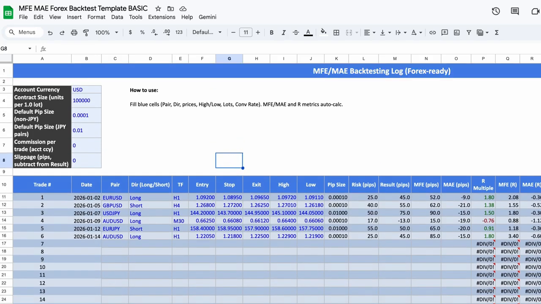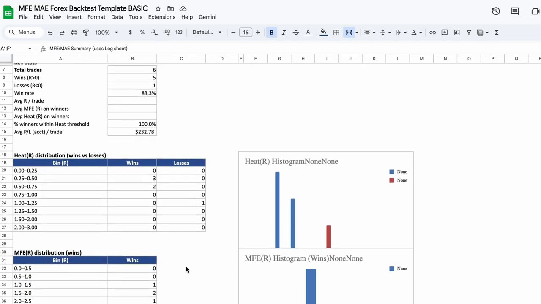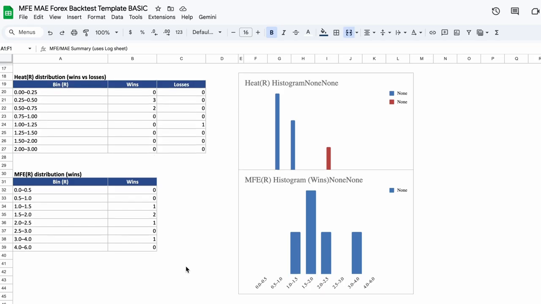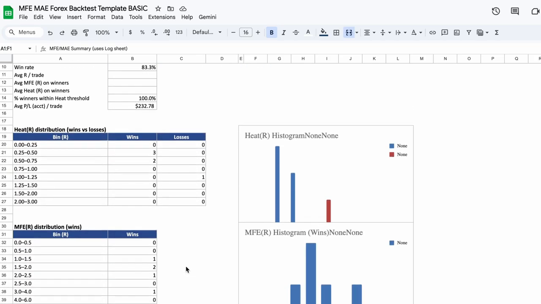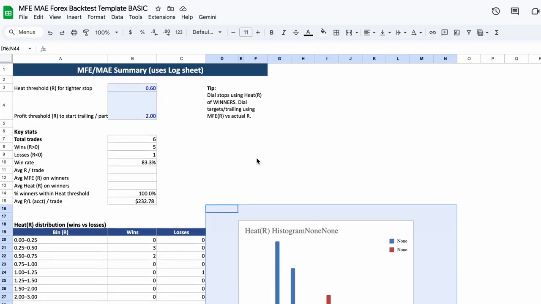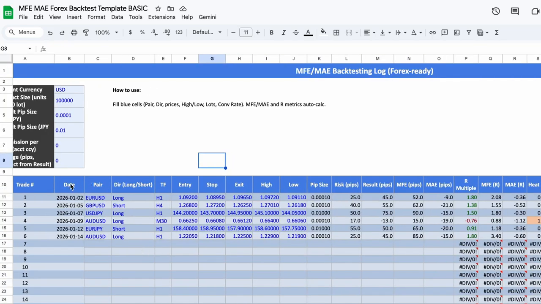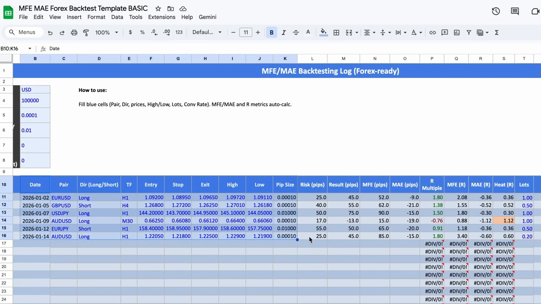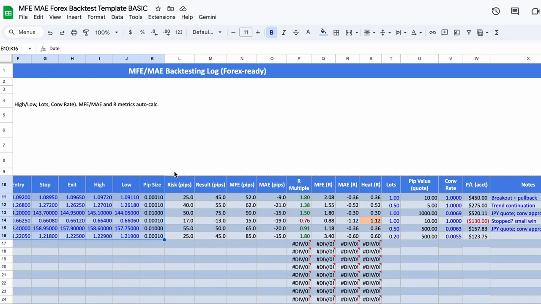So use this spreadsheet, and the minimum columns that you log per trade are the pair, the direction, short or long, the entry, the stop, the exit, the high during the trade, the low during the trade, and then from that, the spreadsheet will calculate here the risk in pips, results in pips, MAE in R multiple, MFE in R, and R is all we really care about because R is position size neutral.